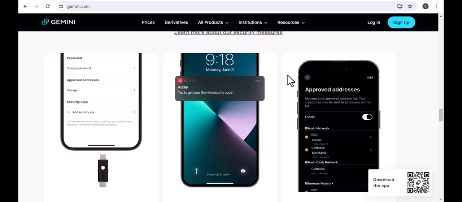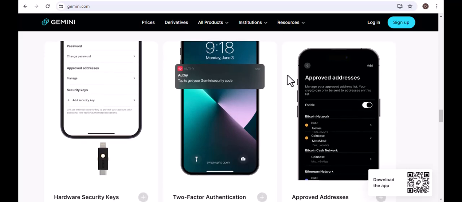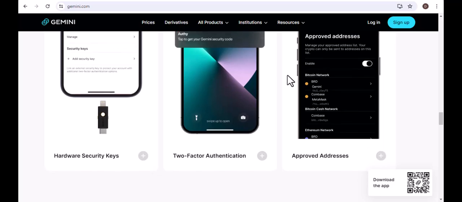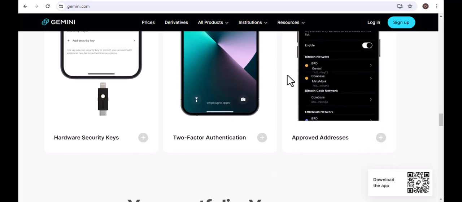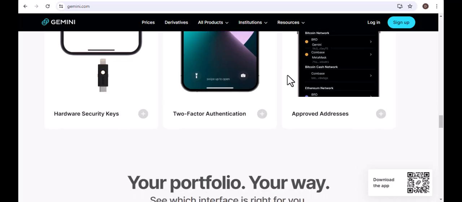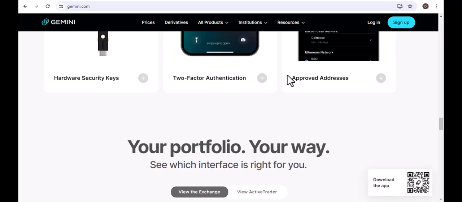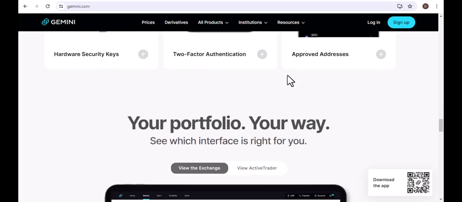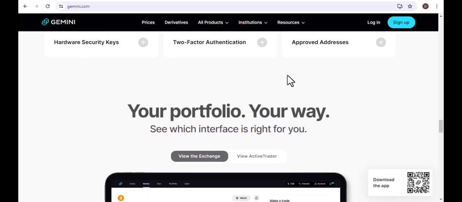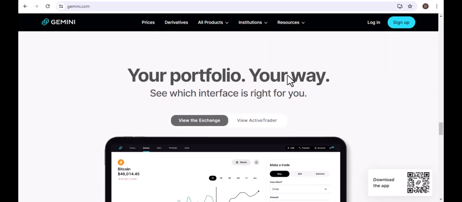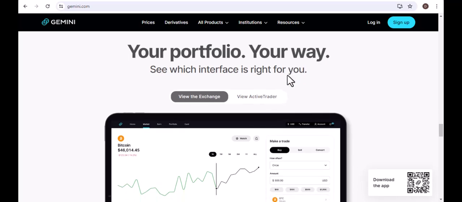HIFO, or highest in, first out, is a popular strategy for tax loss harvesting. This method assumes you sell the crypto with the highest cost basis first, which can help you minimize your capital gains or even create a capital loss to offset other gains. This is a great tool for savvy investors, but like LIFO, it's a specific identification method and requires meticulous record keeping. The IRS has strict rules on how you can apply this.